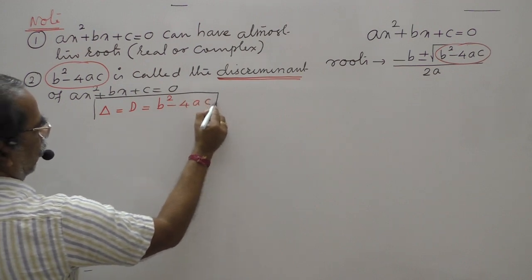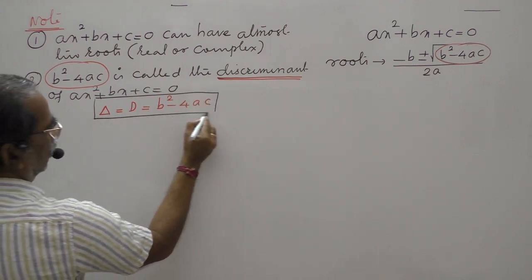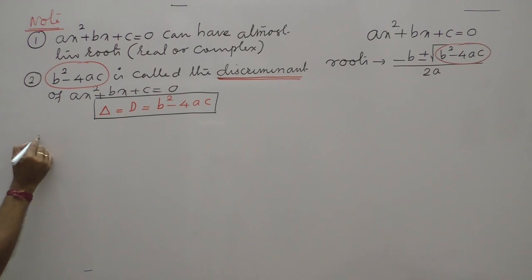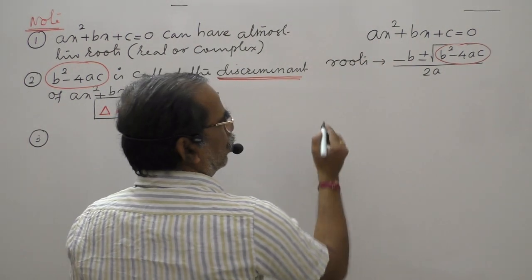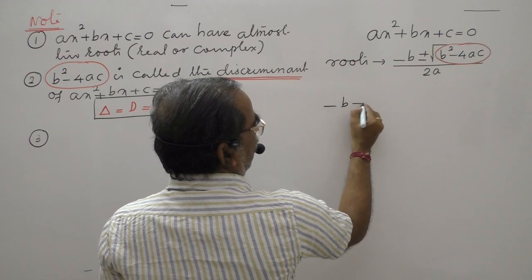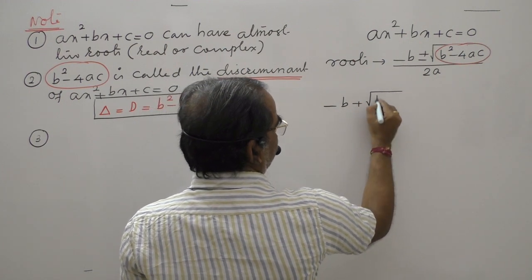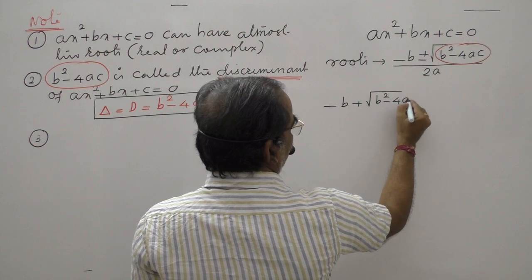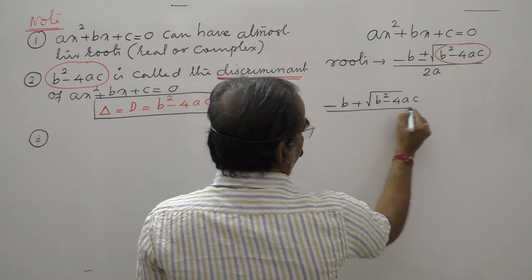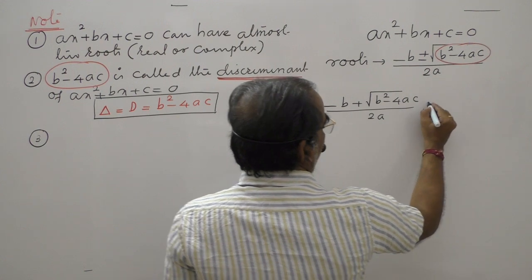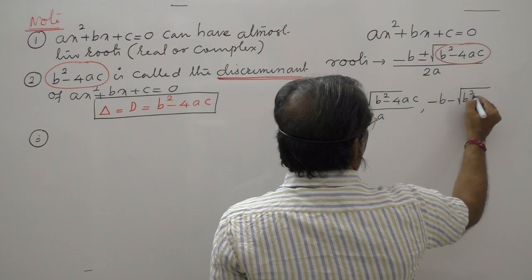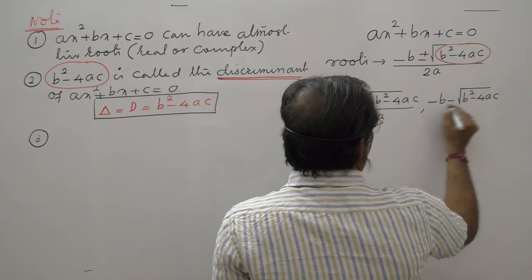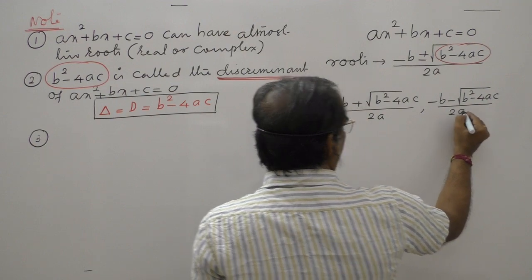The nature of the roots and many properties depend on this discriminant. Next, third note, third property. This quadratic equation will have 2 roots. What are the roots if I write separately? The first root is minus b plus root over b square minus 4ac, whole divided by 2a. And the second root is minus b minus root over b square minus 4ac by 2a. These are the 2 roots.